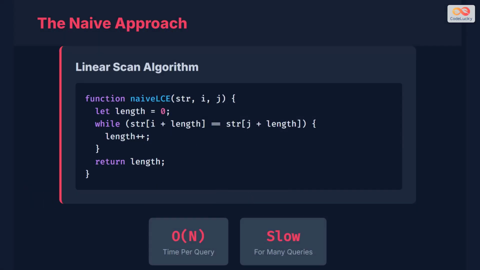The most intuitive way to solve this is the naive approach. We simply compare characters starting from indices i and j one by one until they mismatch. While this is simple to implement, it has a major drawback. In the worst case, this takes linear time, or O(n), for every single query. If we have millions of queries, this becomes far too slow.